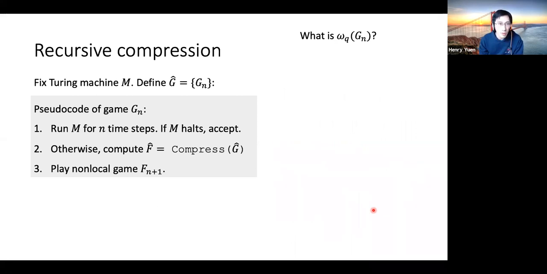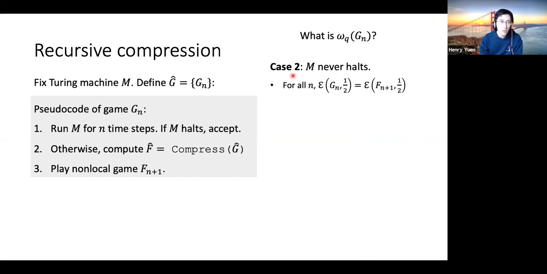Okay, so the more interesting case is, what about case 2, in which M never halts? And this is where we use the entanglement lower bound to reason about its value. If M never halts, then step 1 never matters, right? M never halts, so we never accept here. So we're always playing this compressed game f sub n plus 1. So the entanglement requirements of G sub n are the same as the entanglement requirements of f sub n plus 1.